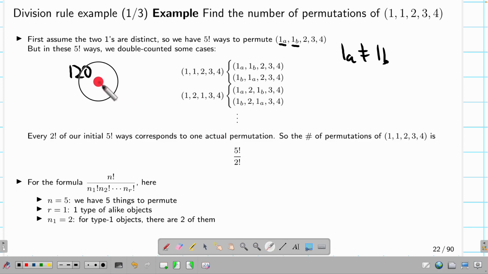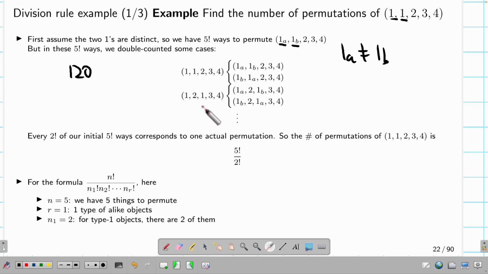But again, within this 120, we double counted some cases. For example, for the permutation 1, 1, 2, 3, 4, notice that in our original setting, there's no A, B here. So we cannot distinguish whether the first one is 1A or 1B. We have no way to know. But in this permutation, we add labels 1A and 1B, so actually we have 2 cases here. The first is 1A, 1B, and then 2, 3, 4. The second case is 1B, 1A, and then 2, 3, 4. But as I said, in the original case, we don't have those A, B labels, so when we see 1, 1, 2, 3, 4, we don't know which is which. So we have double counted. We have to cancel the double counted ones, so we have to divide by 2.